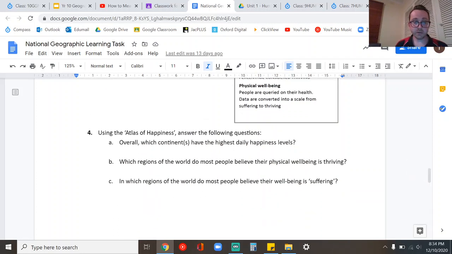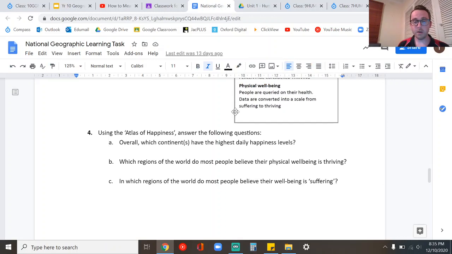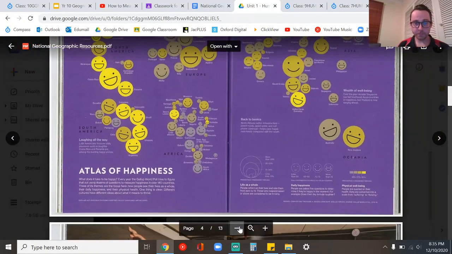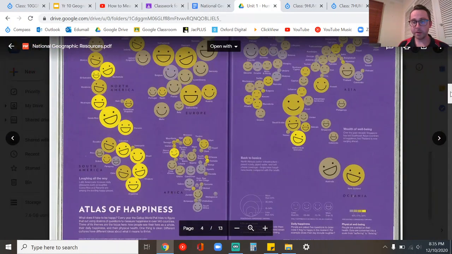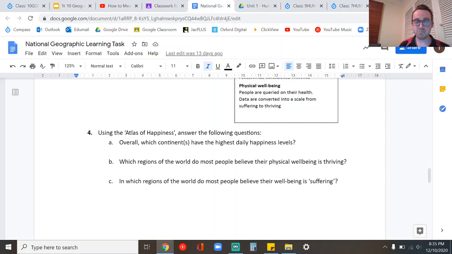4A, which continent or continents have the highest daily happiness levels? So if I'm looking at that question, I'm looking for some continents on my world map. So Africa, South America, Europe, and I want to find the highest daily happiness levels. So I'll find which of these 3 relates to daily happiness, and then if I zoom out a bit, I'll find which one appears to be the highest in terms of daily happiness. That question there, 1 word, 2 words, really straightforward.